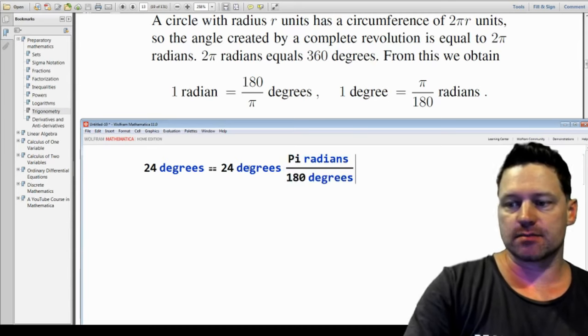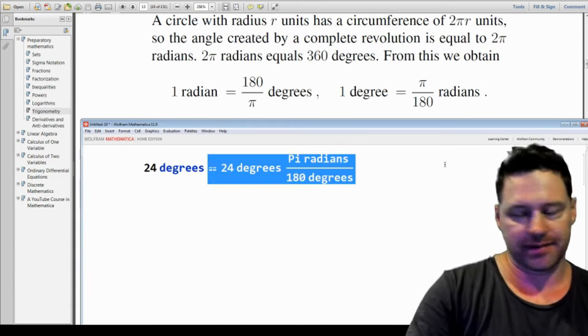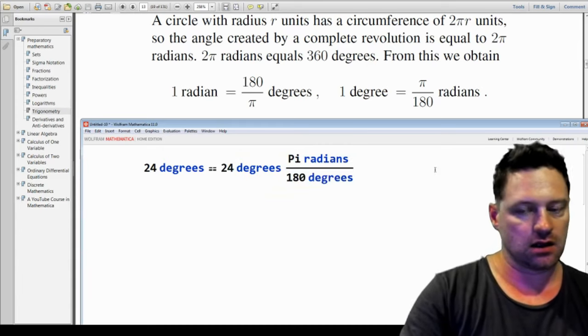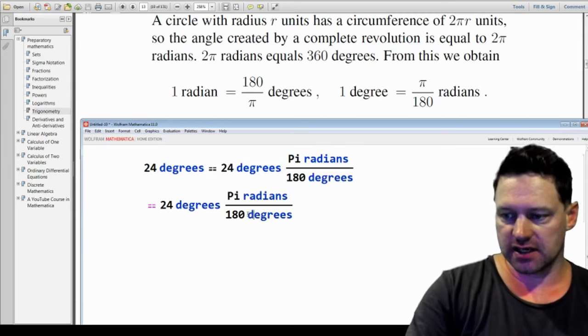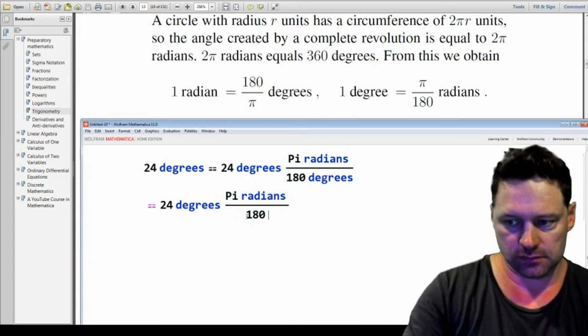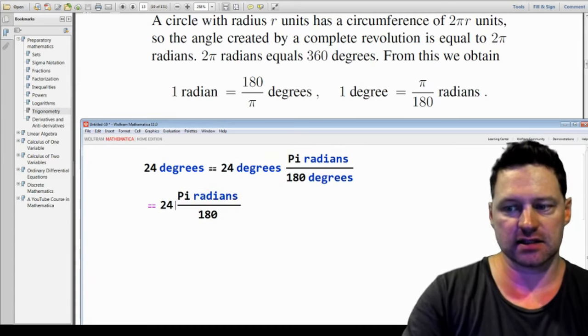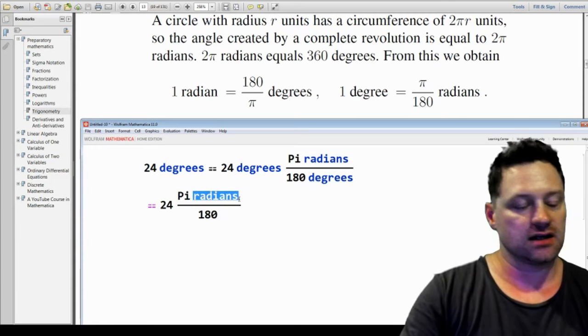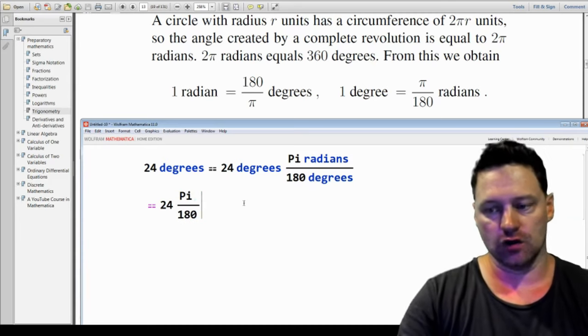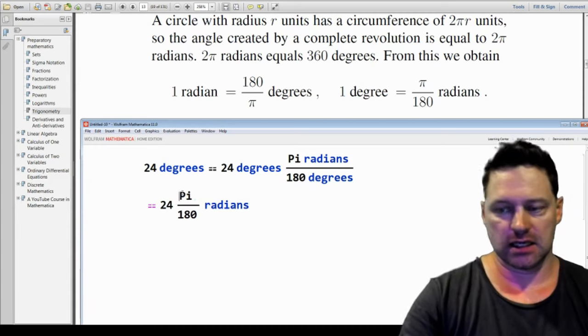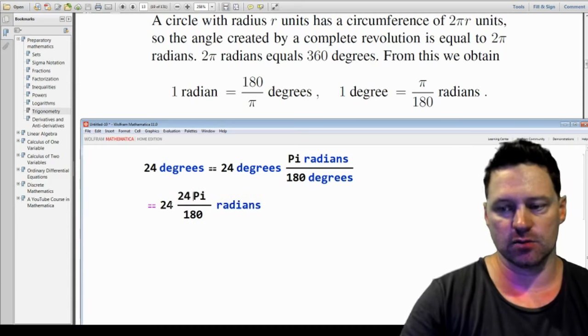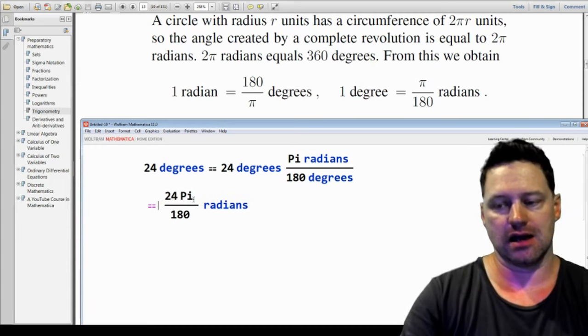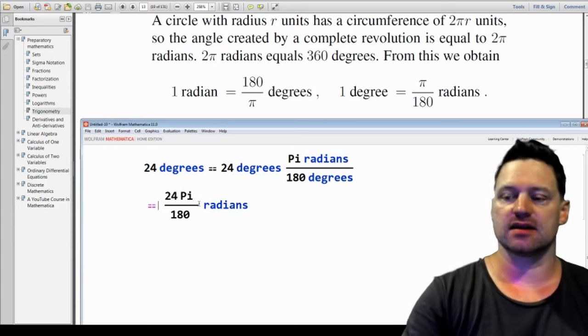Okay, now we can simplify this calculation. So I'll copy this and come down to a new line. And I've got degrees canceling, so I'll get rid of the degrees units. And I'll move the radians over to here. And then I'll put this 24 up in the numerator. Okay, and now all I have to do is simplify this.